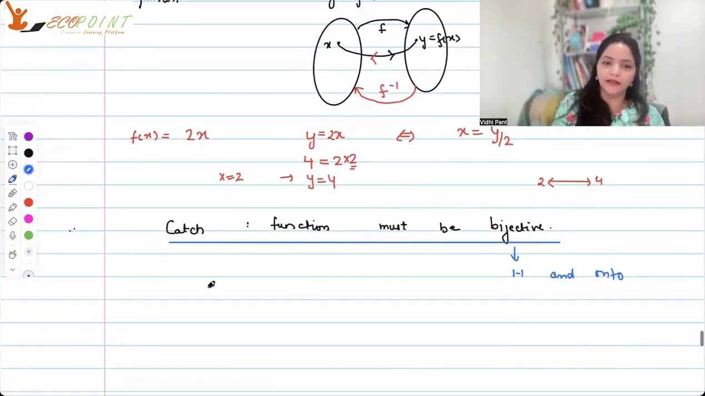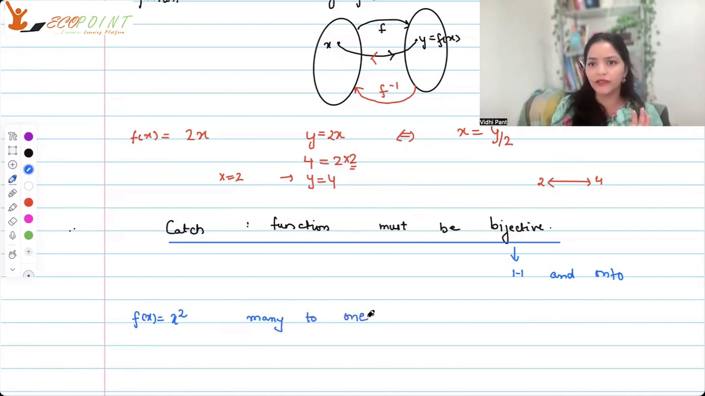Now suppose I take the scenario of x square. Let's take f(x) equals x square. Now I know that this function is many to one. I'm not talking about onto right now. We know that this is a many to one function, right? Because minus 2 and 2 both will give you, after squaring, 4. So minus 2 is also mapped to 4 and 2 is also mapped to 4, right?